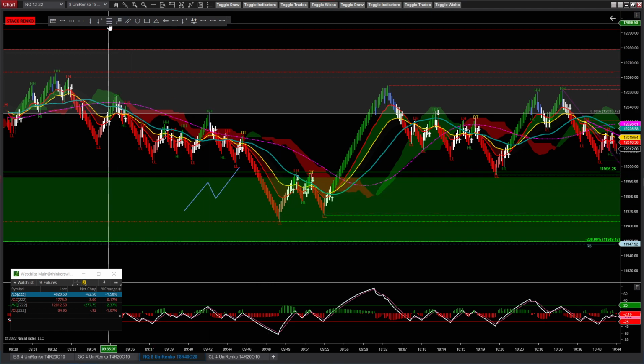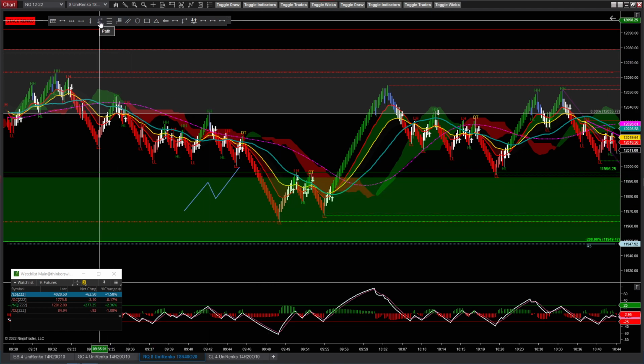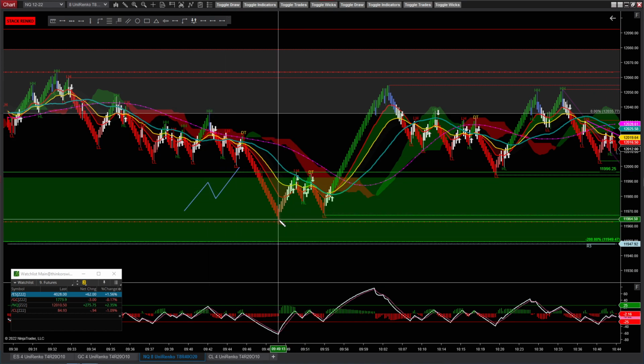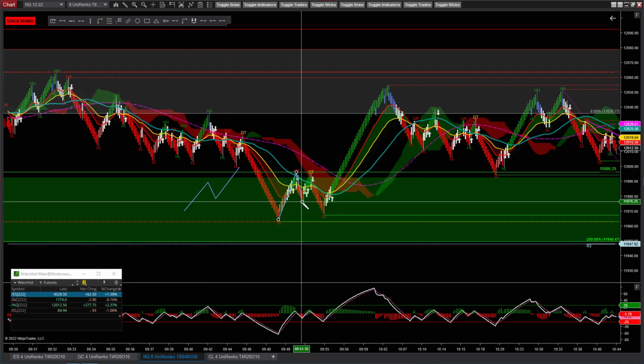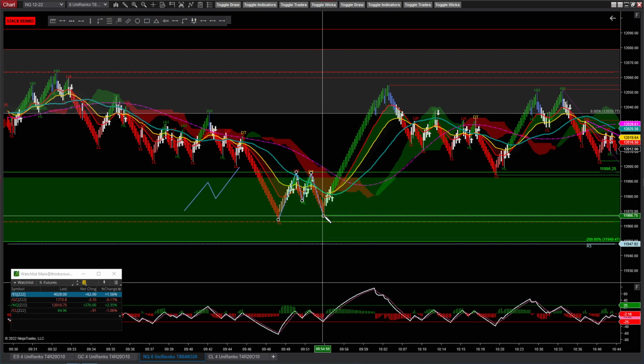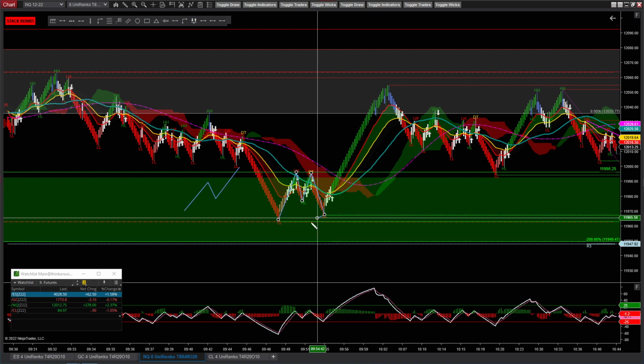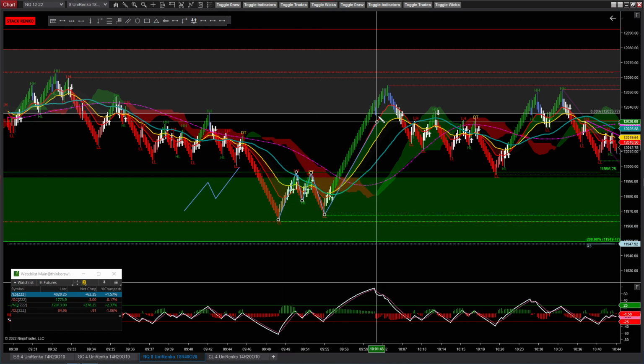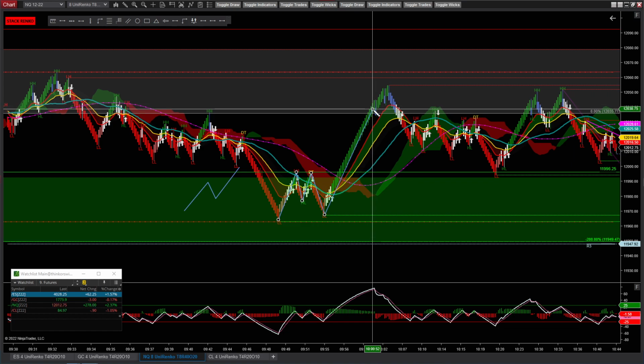You see that the pattern was this, it came back down, formed an M, and then this low here is a little bit higher than this low right here, and then it came back all the way up.